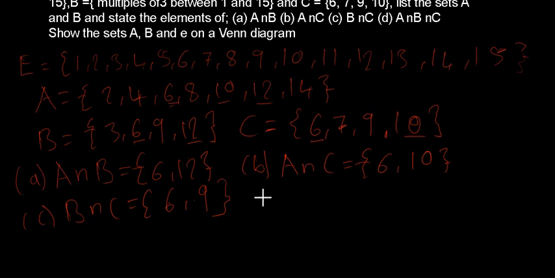Then we are told to find A intersection B intersection C. What is common among the three sets? We have 6 in set A, we also have 6 here, and we also have 6 there. So what is intersecting in the three sets is 6.